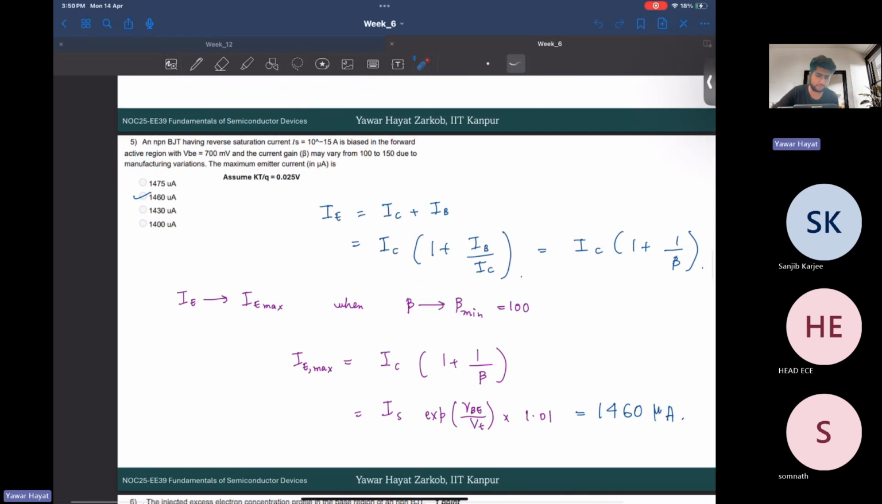Then we have this problem: an NPN BJT having a reverse saturation current IS of 10 to the power minus 15 amps, biased in the forward active region with a particular VBE. The current gain may vary from 100 to 150 due to manufacturing variations. What is the maximum emitter current in microamps?